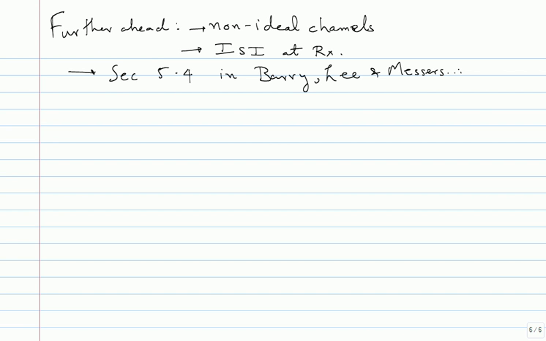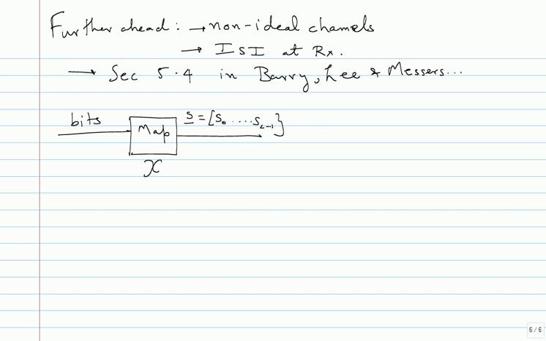So what's our picture now? What has our picture become when I said non-ideal channels? You still have bits, and I'm still going to do a mapping to some constellation to produce a set of symbols. I'll call it S, which is S0 through S(L-1). Each of these is a complex valued symbol. I'm still going to think of it that way.